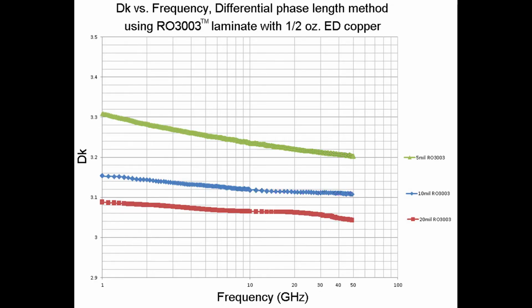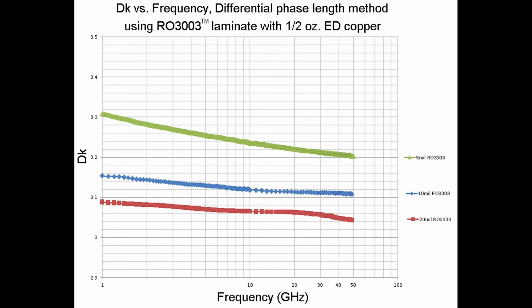The chart shown here is a Dk versus frequency chart, and in this case the Dk on the y-axis is the extracted dielectric constant. This is not effective Dk. This is actually the dielectric constant extracted from the circuit performance. And the x-axis is frequency, going from about 1 gigahertz out to 50 gigahertz. What's interesting here is we're using the exact same materials. This is the RO3003 laminate using half-ounce ED copper, and there are 3 different curves. The green curve is the circuits that were built and had the Dk extracted using the very thin laminate, 5 mil thick RO3003 laminate. The blue curve is the exact same material again except thicker, 10 mil thick laminate, and the red curve is 20 mil thick laminate.